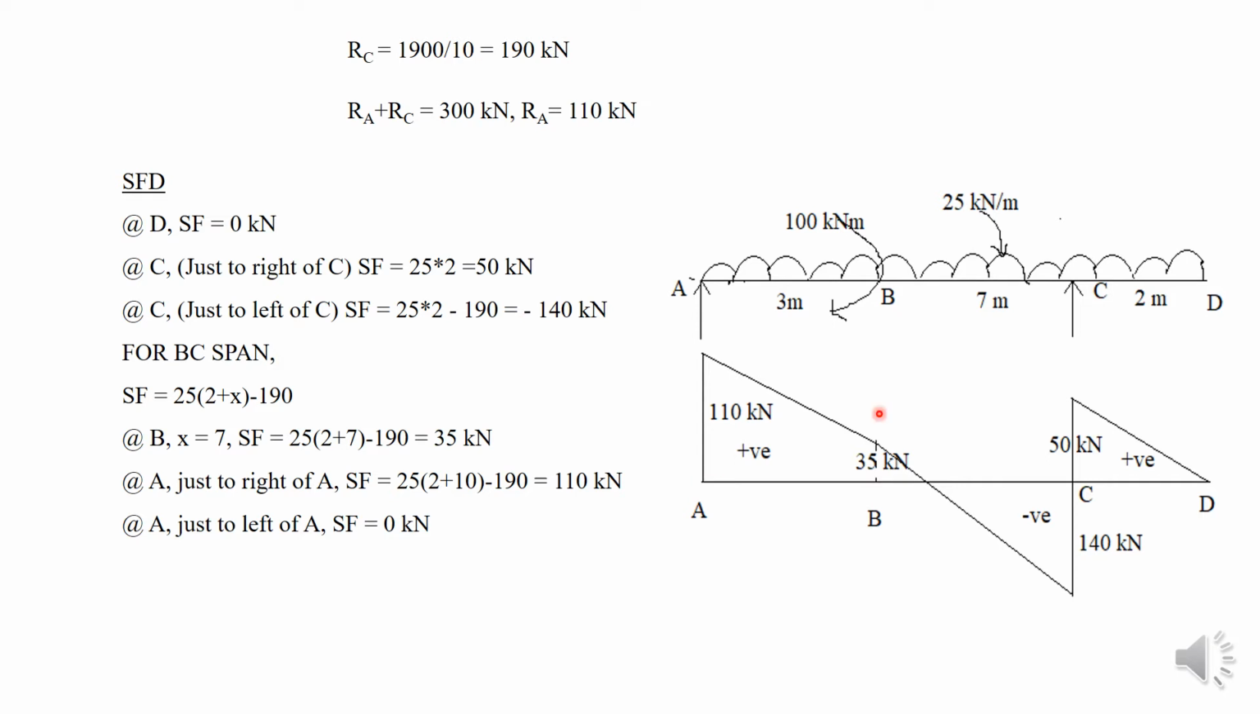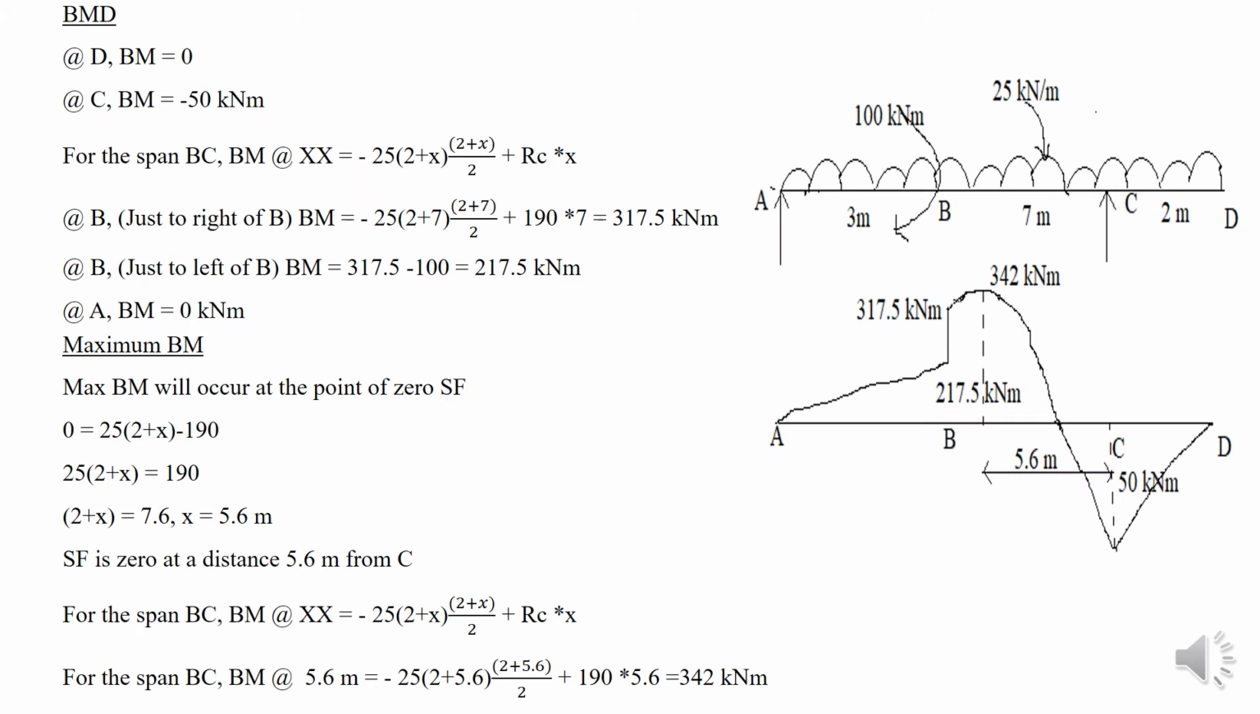Okay, so this is a shear force diagram. Now you can see at this particular point the shear force diagram changes its sign from negative to positive. That means the shear force is zero, and the bending moment will be maximum at this particular point. So we have to locate the point of maximum bending moment. Before that, we are drawing the bending moment diagram. The same thing that we have to do.